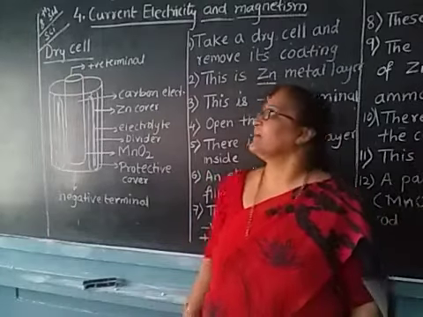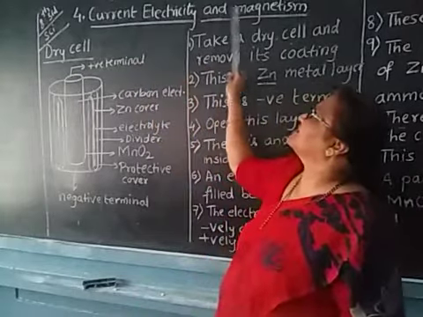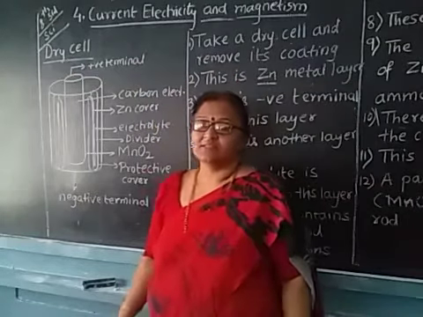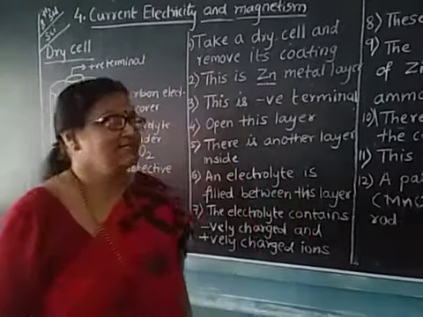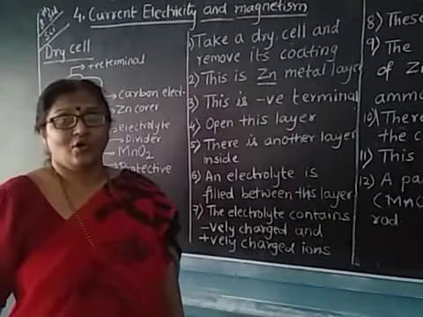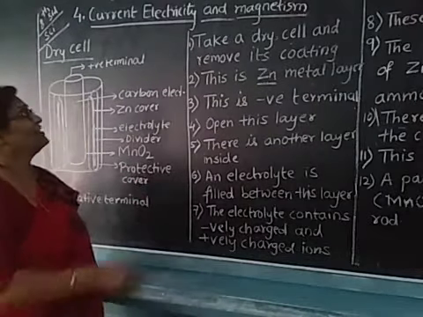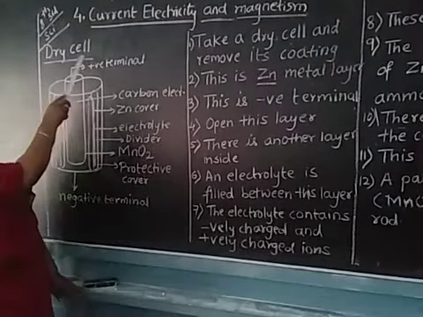Students, yesterday we started with Lesson 4, that is Current Electricity and Magnetism. This is a science lesson, and yesterday we saw many of the key points. Today we are going to see the dry cell.